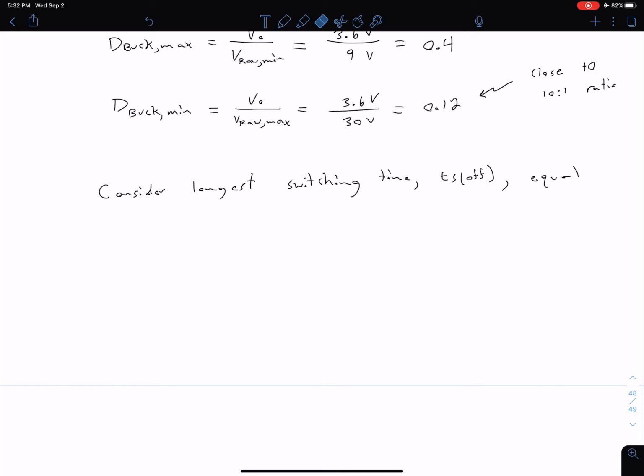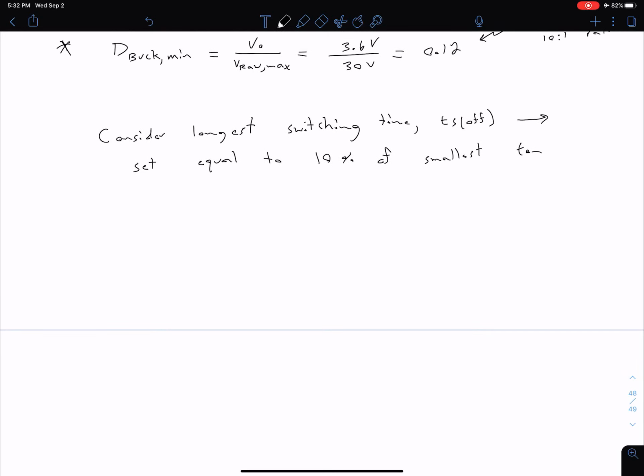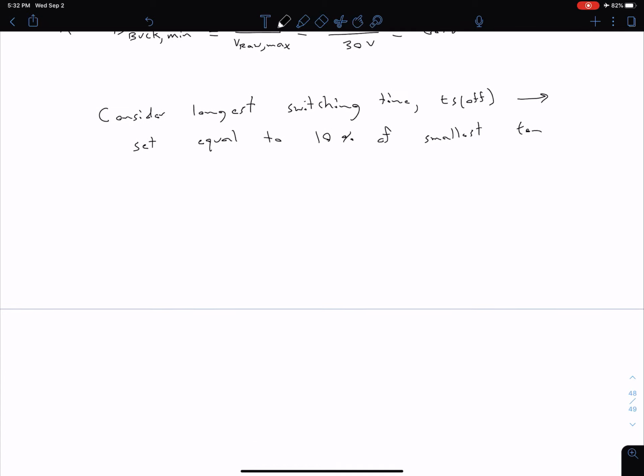So actually, let me change this. So we're going to set it equal to 10% of the smallest T on. And so our smallest T on is going to correspond to this case when we have this smallest duty cycle, the smallest D min. Okay, so what we're going to do with that then, and again, we're not worried about this too much because this is a spike, this 30 volts, so it's just happening sort of briefly.